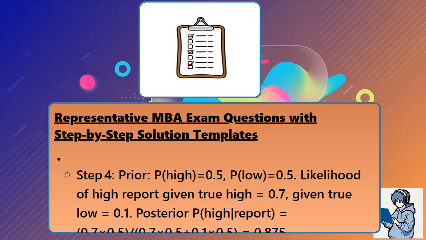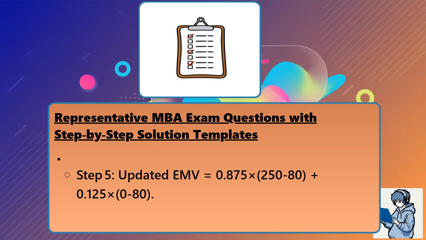Likelihood of high report given true high equals 0.7, given true low equals 0.1. Posterior probability high given report equals (0.7 times 0.5) divided by (0.7 times 0.5 plus 0.1 times 0.5) equals 0.875. Step 5. Updated expected monetary value equals 0.875 times (250 minus 80) plus 0.125 times (0 minus 80).